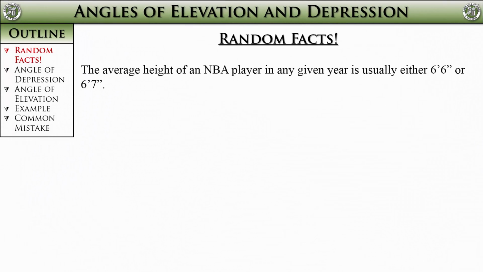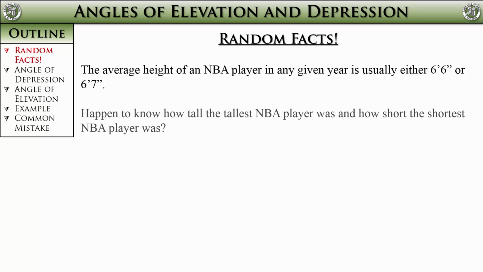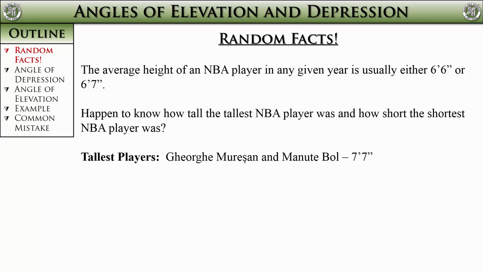The average height of an NBA player in any given year is usually 6'6" or 6'7". Do you happen to know how tall the tallest NBA player was? And how short the shortest NBA player was? I used "was" in the last questions for a reason. They played a while ago, so this might be a bit hard except for the hardcore sports buffs. The tallest players were both officially 7'7", although in truth George is probably about a quarter inch taller.